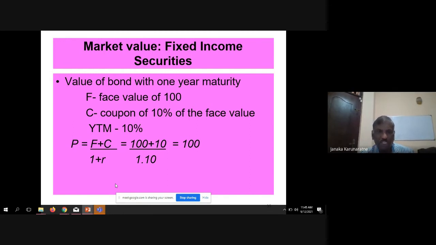So the price of a fixed income bond is face value plus coupon divided by 1 plus yield to maturity. Here, the face value is 100, and a coupon of 10% means you get 10 out of 100 as your income. Yield to maturity 10% means 1 plus 10%, which is 1.1. Your price is 100. So basically, when your coupon and the YTM are the same, your price equals your face value, right?